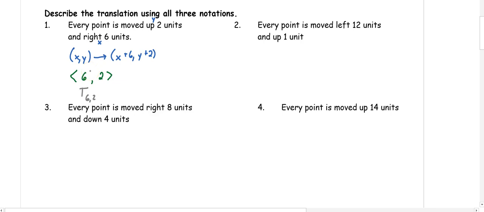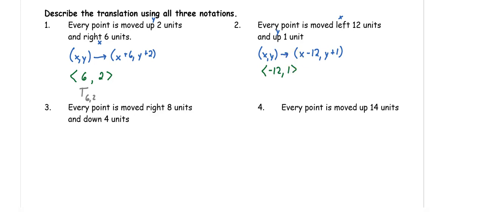Number 2, every point is moved left 12 units and up 1 unit. So left, remember, deals with our x coordinates, up deals with our y coordinates. So I'd have x comma y, and we're changing x to x minus 12 because we're going to the left, so we're subtracting, and y plus 1. In vector notation, we just deal with the numbers again, so negative 12 for the left, 1 for going up 1. And in translation, we're just going to take those numbers and write them as subscripts, so negative 12, comma 1.